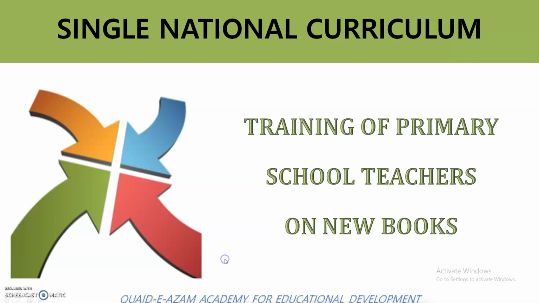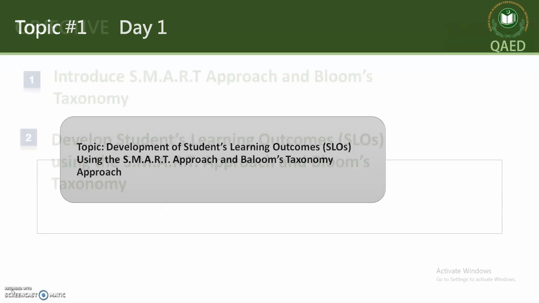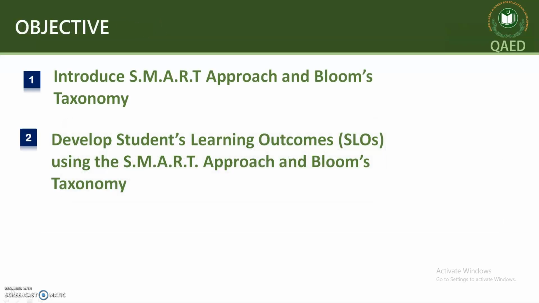Day 1, my topic is on development of students' learning outcomes using the SMART approach and Bloom's taxonomy. Now first we read the objective of this topic. The first objective of this topic is to introduce the SMART approach and Bloom's taxonomy. The second is to develop students' learning outcomes using the SMART approach and Bloom's taxonomy.